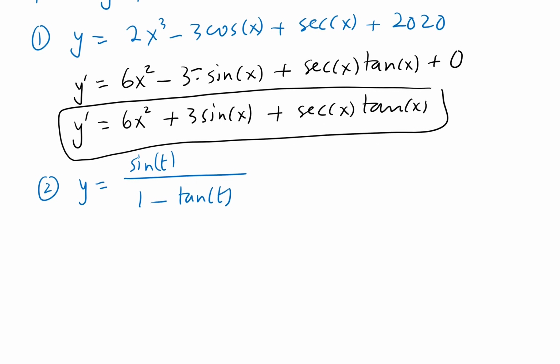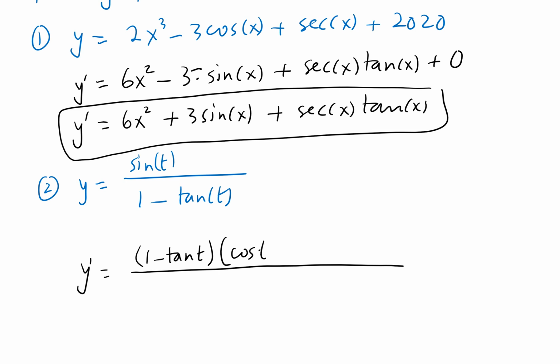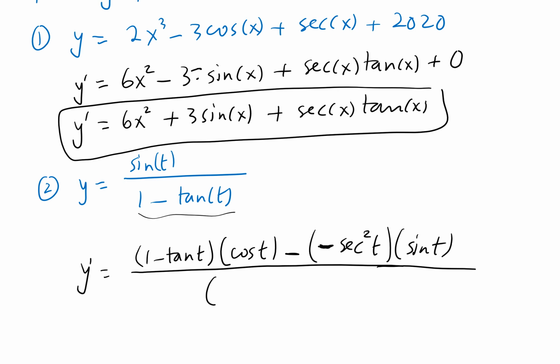What about the next one? Y prime. We take the denominator times the derivative of sine of x, which is sine of t cosine t, minus the derivative of this, which is 0, minus derivative of tangent is secant square of t, times the numerator, and we keep the denominator the same and get it squared.